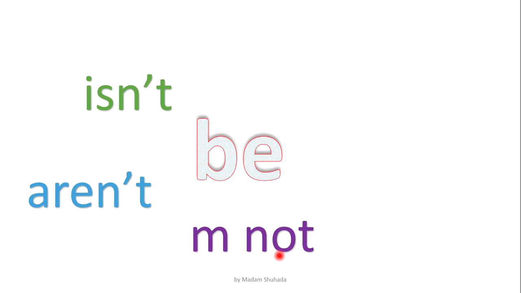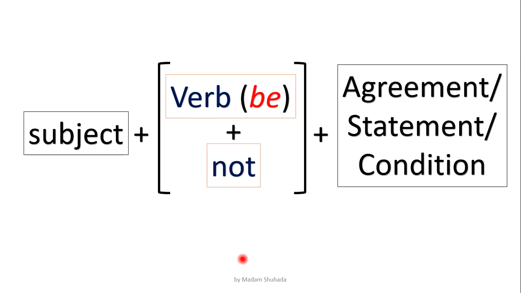Okay, you can also use this form: isn't, aren't, am not. So this is the formula: subject, be verb plus not, followed by agreement, statement or condition.